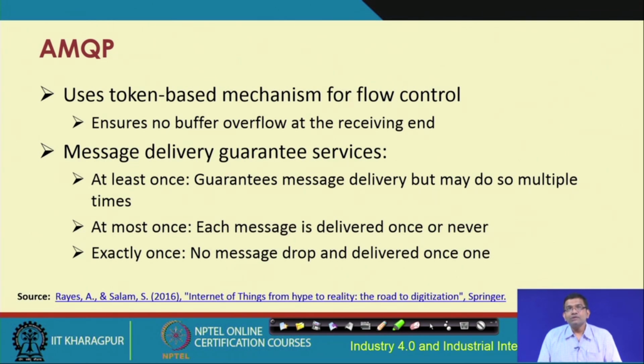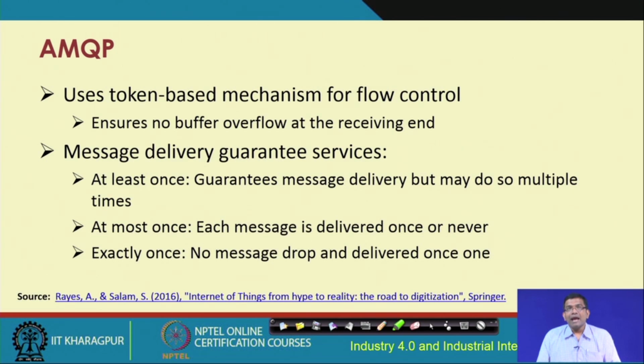It uses a token based mechanism for flow control, which ensures that there is no buffer overflow at the receiving end. Flow control is all about that, and AMQP uses a token based mechanism, the details of which I am not going through, but at a very high level this is the kind of feature that is there with AMQP to ensure that there is minimal buffer overflow at the receiving end and the flow control is preserved. The message delivery guarantees are of different types using AMQP.